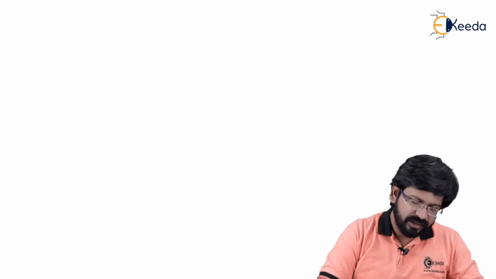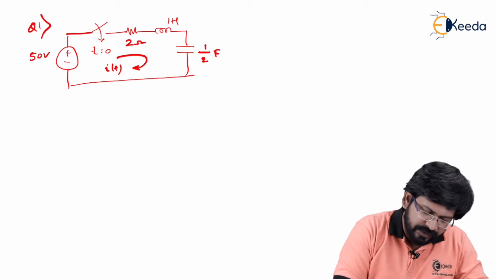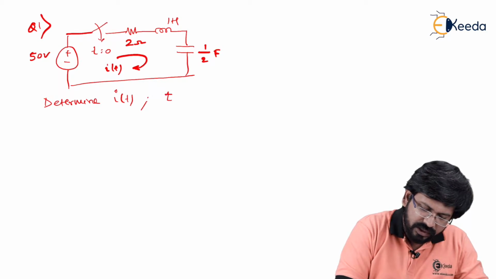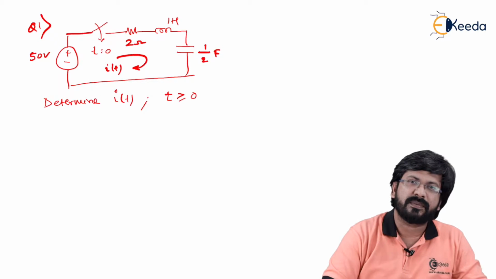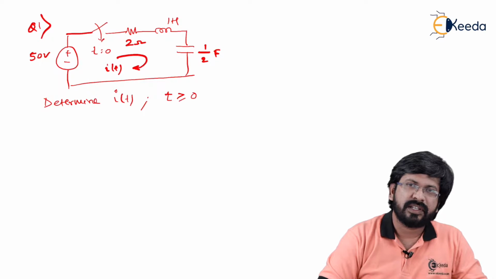Let's start with question number 1. It is given like this. The question is, determine i(t) for t greater than or equal to 0. So we'll see how to deal with this. Now the scenario is, this moreover looks like a transient problem.